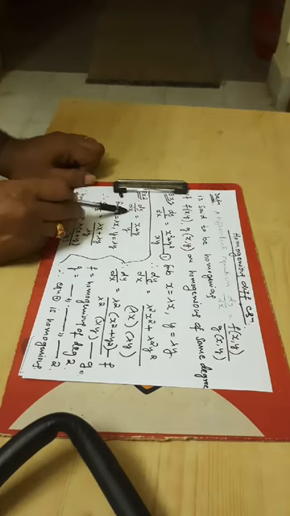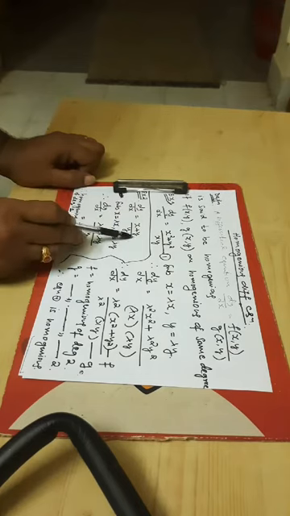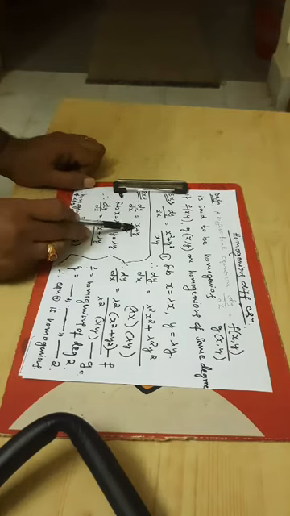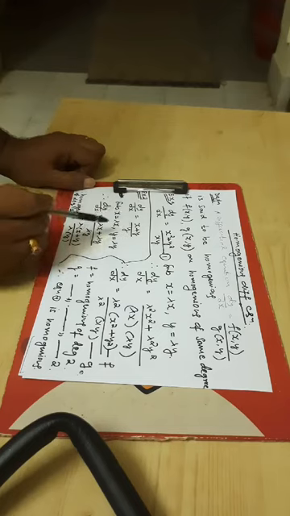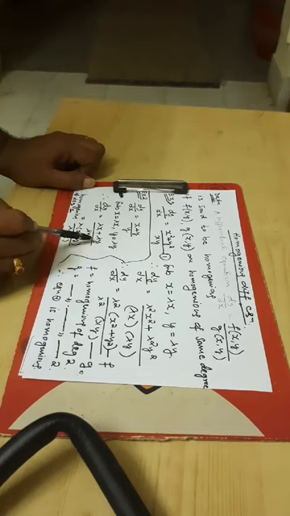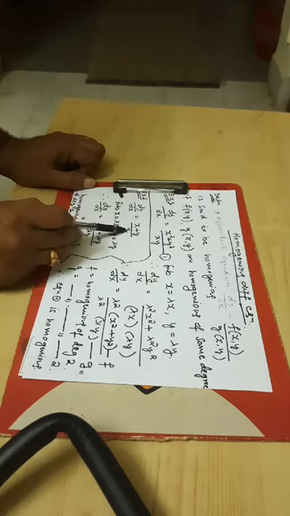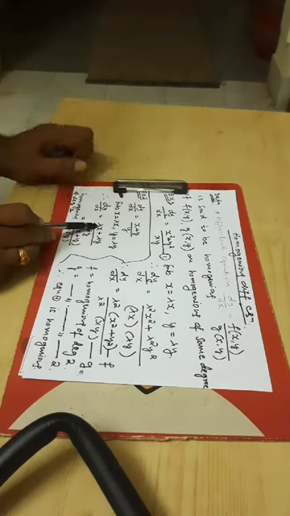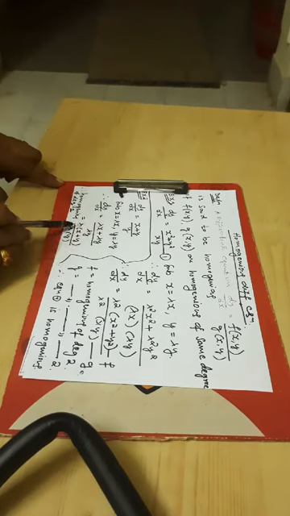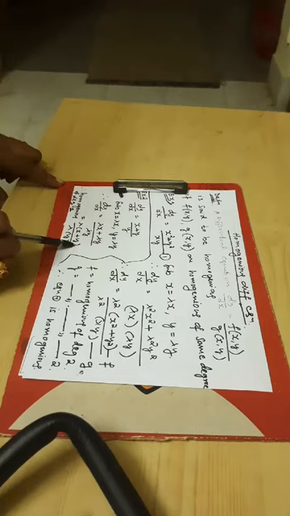Now take another example, dy by dx is equal to x plus y divided by y. Put x is equal to lambda x, y is equal to lambda y. The numerator is my f, the denominator is g. So in the numerator put x is equal to lambda x and y is equal to lambda y, and in the denominator put y is equal to lambda y. Now take lambda as common factor: lambda into x plus y divided by lambda into y.